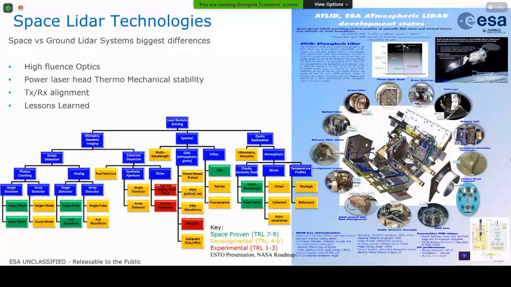Now, when we talk about space LIDAR technologies, I'm responsible for the harmonization dossier of the European Space Agency for the development of technologies in ESA, and this is one of the most complex and diverse domains you can imagine. If you have a look on the right side, you see a poster of the different elements and technologies needed to be able to build a space LIDAR instrument. It is considered by far the most complex instrument we launch in space at the moment.